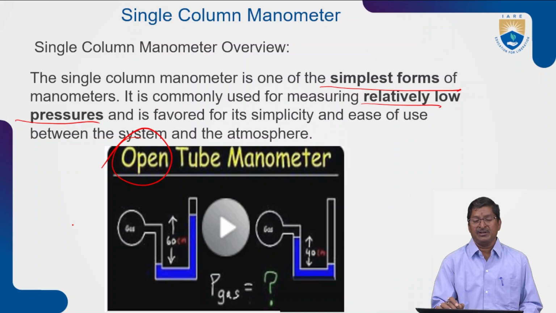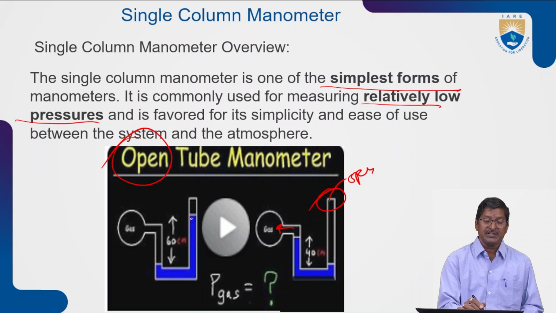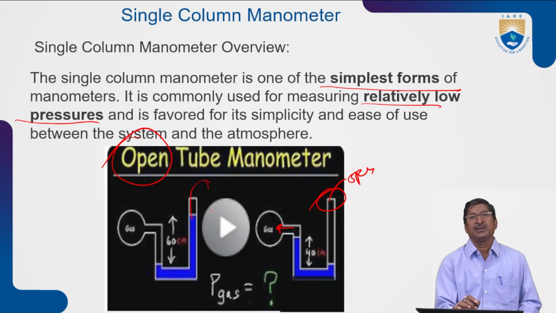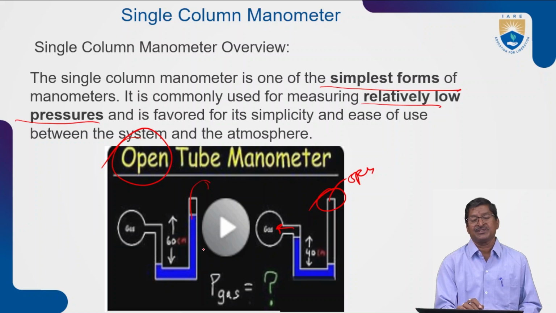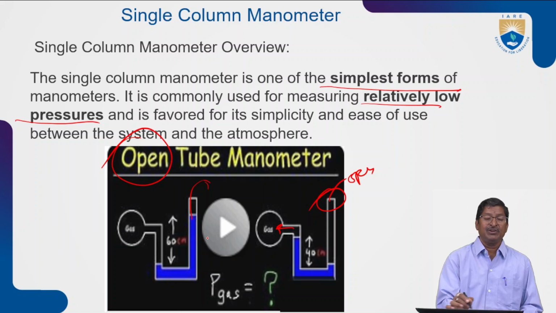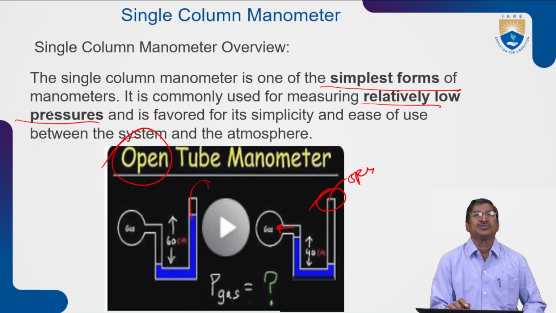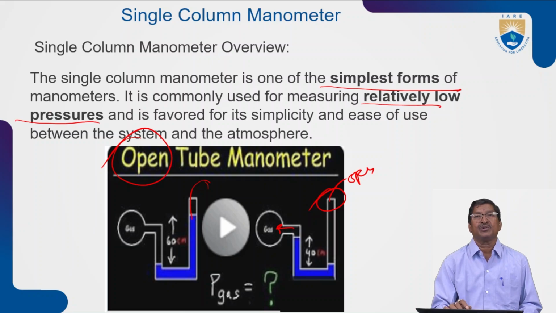Single column manometer is also called open tube because this end is open and one end is connected to the pipe. Okay, that's why if the pressure is more, then what will happen? The fluid inside will come out. That's why this device will not be used for higher pressures. Only for relatively low pressures is this open tube manometer or single column manometer used.